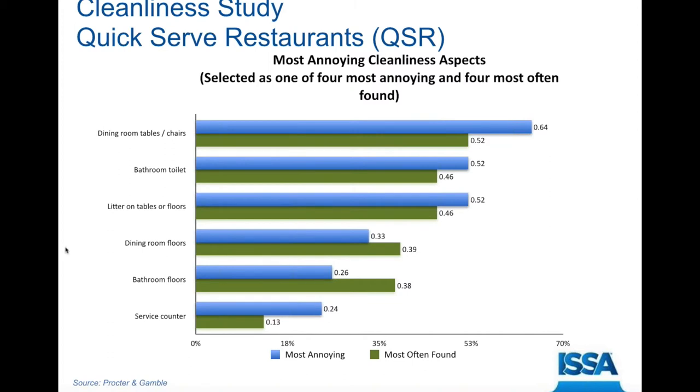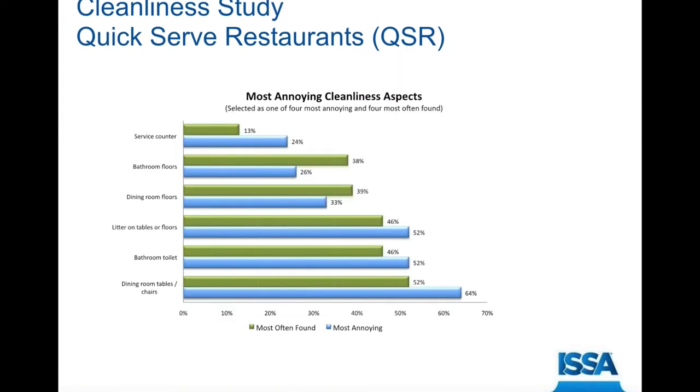Some of these stats are very, very impressive. This is a survey that was done of quick serve restaurants, but I think you could take it to an office building or any other facility. This is the most annoying cleanliness aspects of a particular facility. And top is dining room tables and chairs. Bathroom and toilets are second. Bathroom floors are down there. You can see the figure. The most annoying is the blue, and the most often found is the green. So if you're running a facility, this is what your customers are being turned off by.